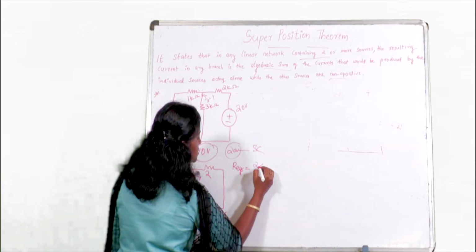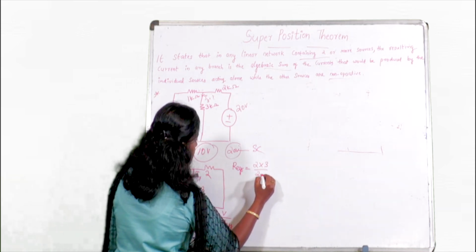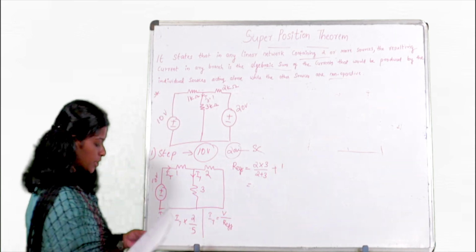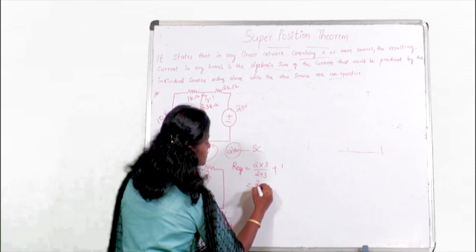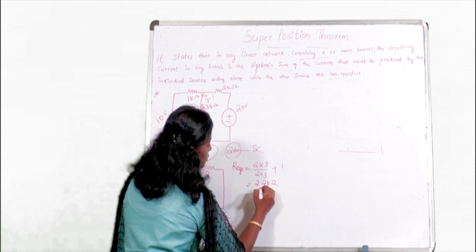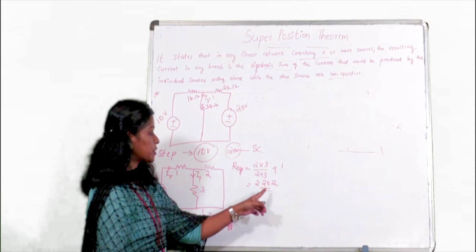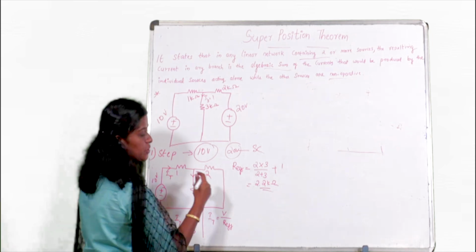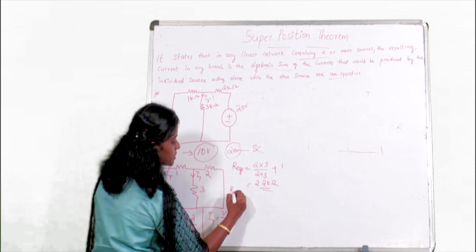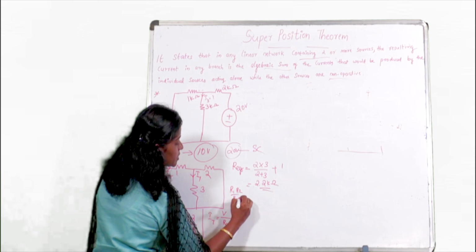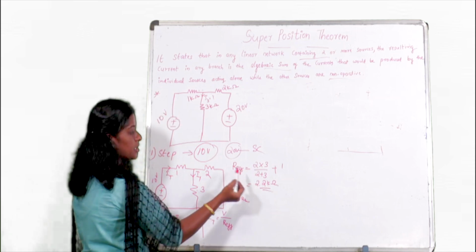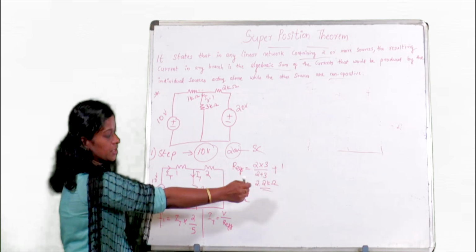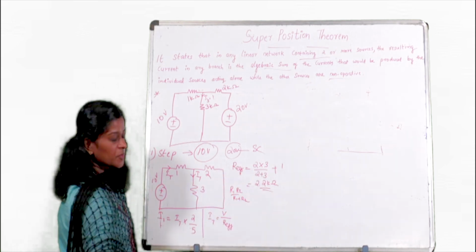So you can write 2 into 3 divided by 2 plus 3, which is in series with the 1 kilo ohm. So here you will get 2.2 kilo ohm. So 2.2 kilo ohm is the effective resistance. Here we know when two resistors are connected in parallel, the equation is R1 R2 by R1 plus R2. That equation only I applied here, and it is connected in series, so we are adding plus 1. So here you are getting 2.2 kilo ohm.